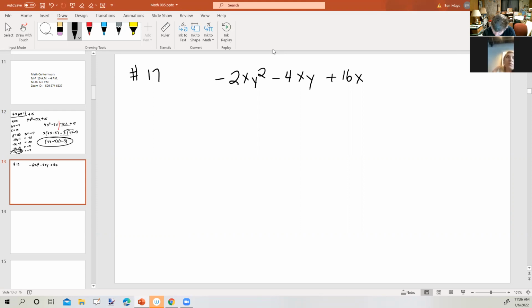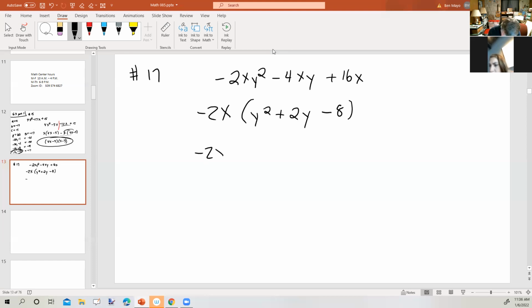Let's see. Oh, there is a greatest common factor. We could take out a 2. We could take out an x. I'm going to take out a negative 2 because my leading term, the one that has the y squared, is negative. So my greatest common factor is going to be negative 2x. I'm going to have y squared plus 2y minus 8. Let's see if that's correct. That would give me negative 2xy squared minus 4xy plus, yeah, okay.